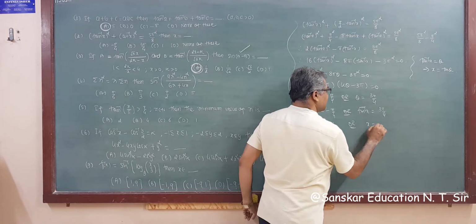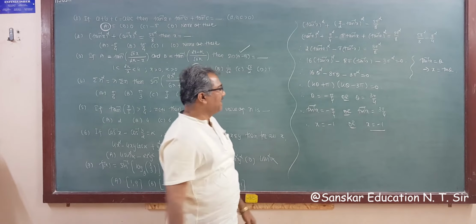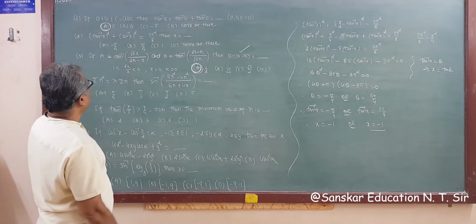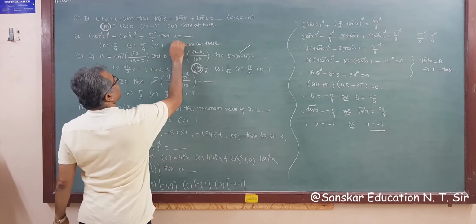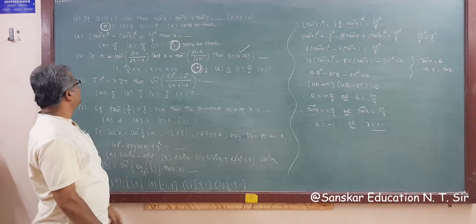So the answer is x is equal to minus 1 for both values. So your answer will be minus 1. That is none of this. So the correct option is none of this.